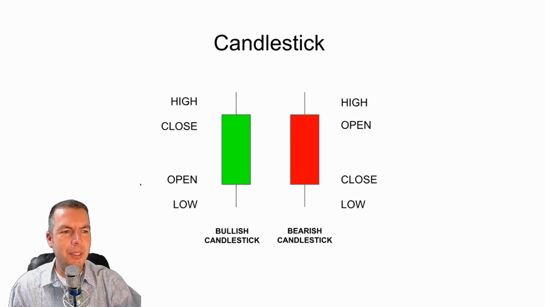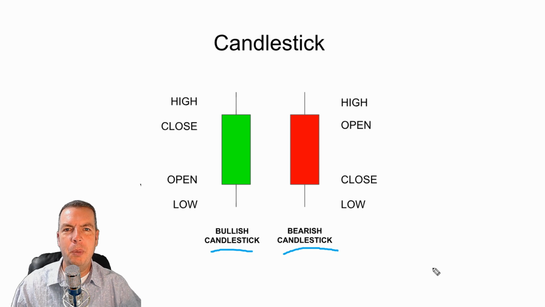When we're talking about candlesticks, there's really only two types. There's bullish candlesticks and bearish candlesticks. Let's talk about the difference. Then later on in the video, we'll talk about putting these two candlesticks together to form patterns that we as traders can get an idea of market bias or market sentiment.